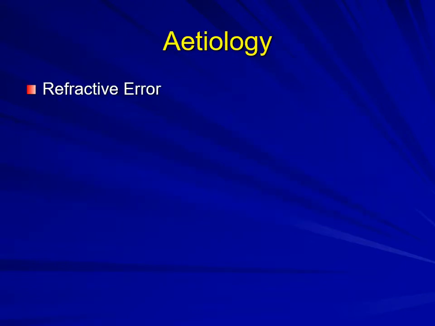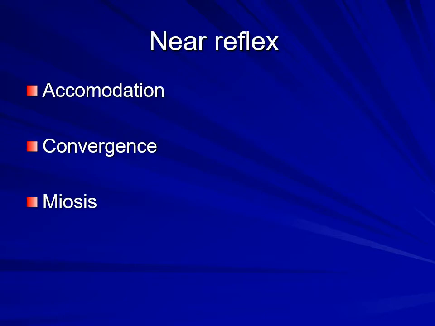The most common cause of concomitant squint is refractive error. To understand the relation between the refractive error and the concomitant squint, we have to understand some facts about the near reflex, which is formed of accommodation, convergence and meiosis.